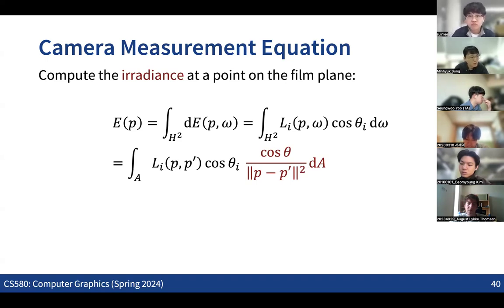So let's get over that. As I also briefly mentioned in the previous lecture, what we are doing at the end in the rendering system is computing the radiance at each pixel in the plane. The radiance will be computed in this kind of formulation.